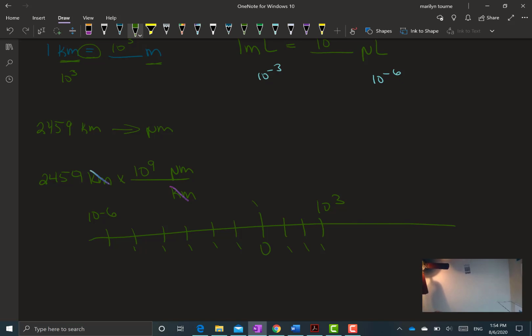And how do I know that I put a positive 9? Because I always put it with the smaller unit. The smaller unit always has a positive exponent because you need a positive number of small units to get to a big unit. So I need 10 to the 9 micrometers to make 1 kilometer. And then you would just put it into your calculator and get your answer.